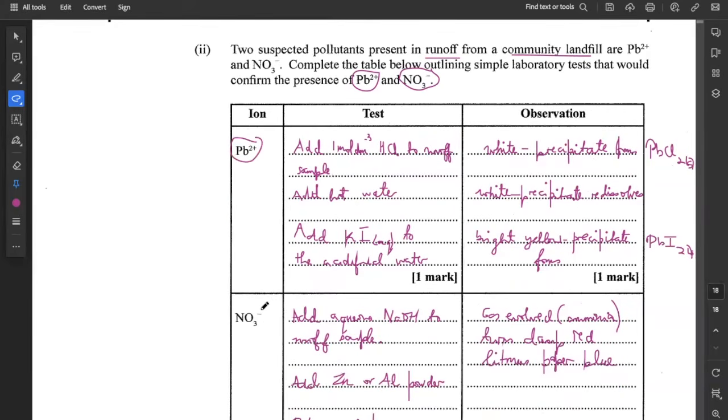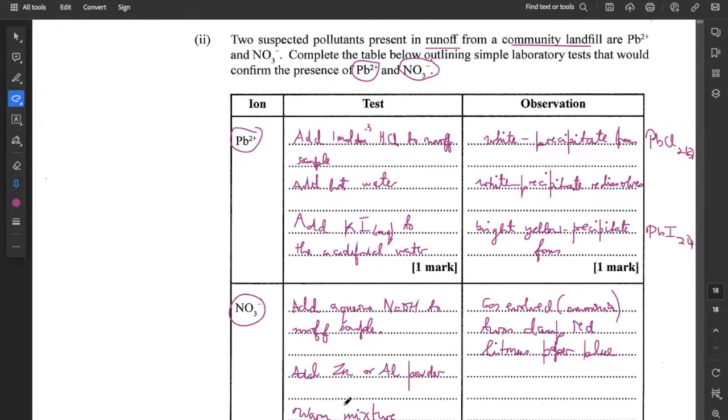All right, so to test for nitrates now, we're going to take a sample again of this runoff, bring it in the lab. We're going to add aqueous NaOH to the runoff sample. And then we're going to add zinc powder or aluminium powder to it. And we're going to warm the mixture and we're going to get ammonia gas evolved, right? And if that gas that gets evolved turns damp red litmus paper blue, then we know ammonia is present, right? But this is a test for nitrate ions.